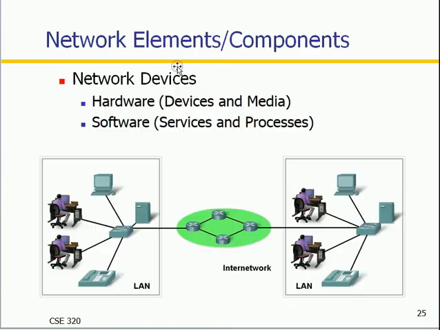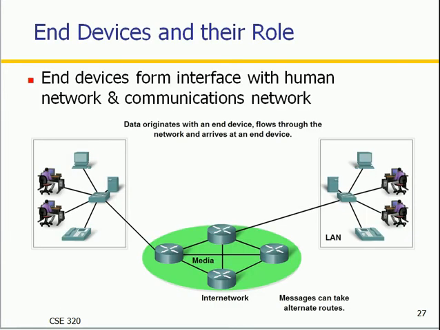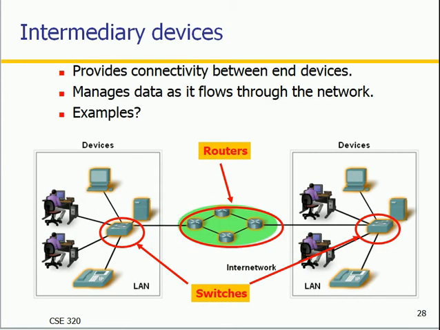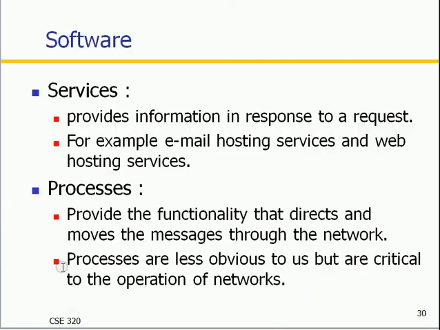This is not important. Network devices, you already know this. So there's hardware and there's software. Understand that. And you'll be doing this in your CSE 320 lab. So there are two types of devices: end devices and intermediate devices. Routers and switches are some intermediary devices: hub, router, switch, wireless router.